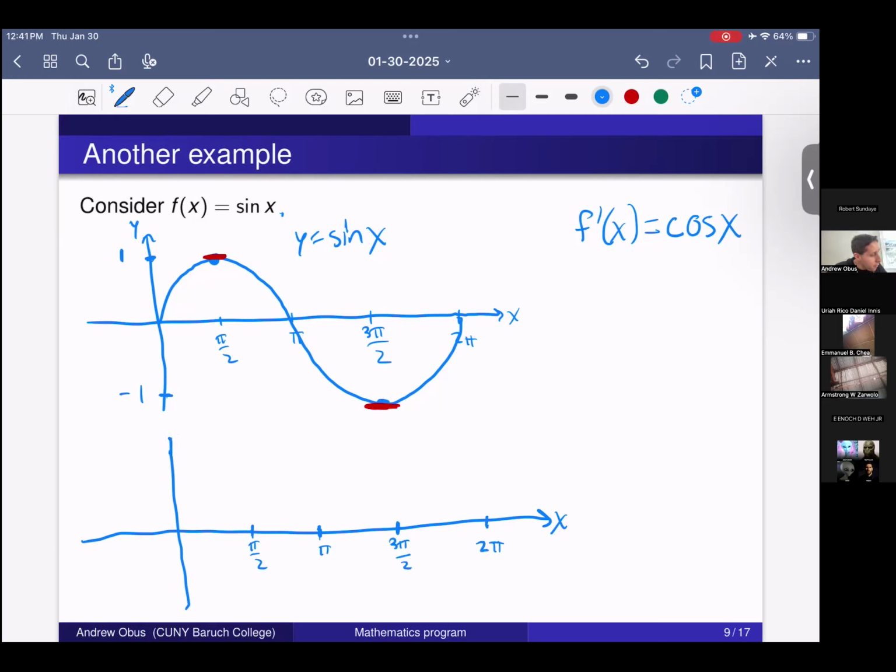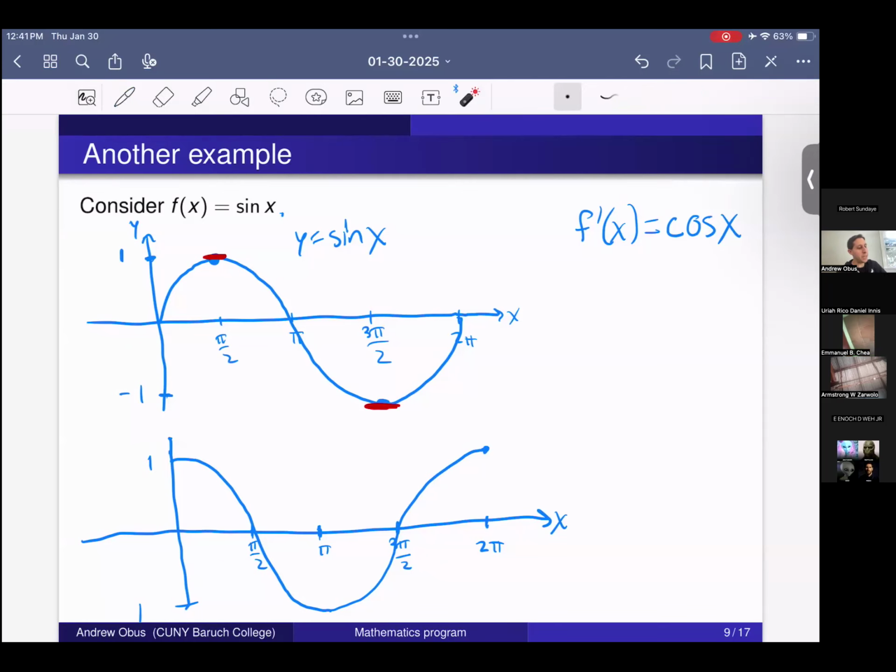If you remember, the graph of cosine of x looks like this. It starts at 1, goes down to pi over 2, hits its bottom at pi, goes back up through 3 pi over 2, and then gets to 1 over here at 2 pi. Let me draw this part a little better. So here we have 1, and here we have minus 1.